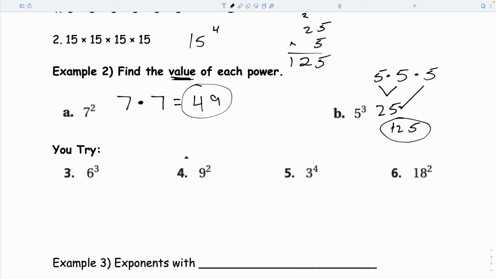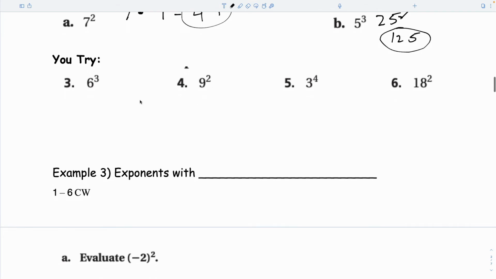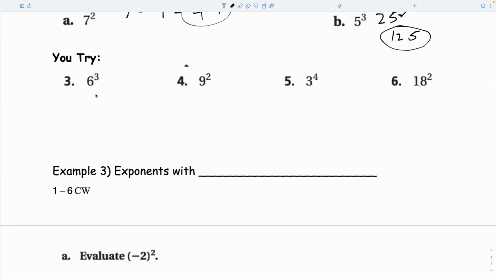All numbers are positive. You try. Just try to get through 3. If you can do all 4, that's fine. Yeah, 18 times 18 is a little tricky. 18 times 18. I'll give you 30 seconds. Finish as much as you can. It's okay if you're not done.